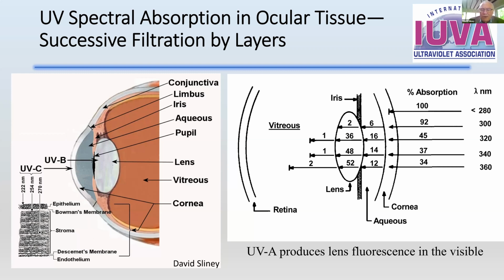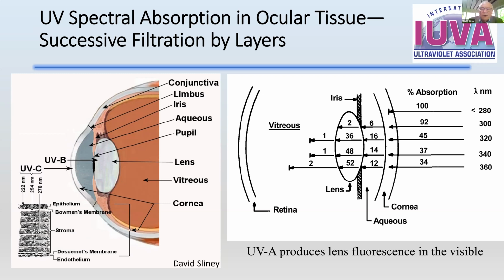On the right panel, we simply show longer wavelengths of ultraviolet, and I just wanted to point out that near ultraviolet just produces lens fluorescence because it does penetrate to the lens, and most of the energy is blocked by the crystalline lens, which gives further protection to deeper tissues such as the retina.